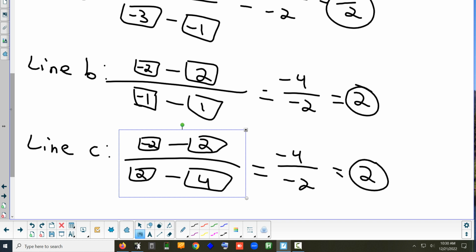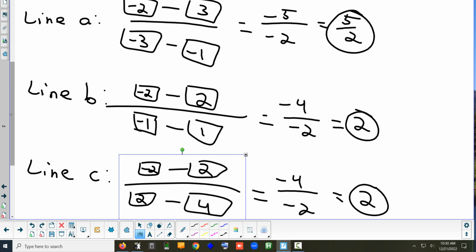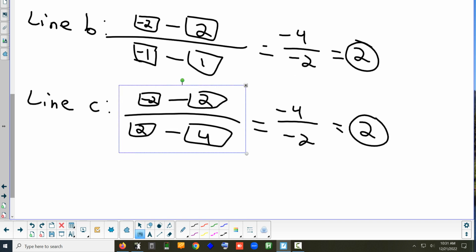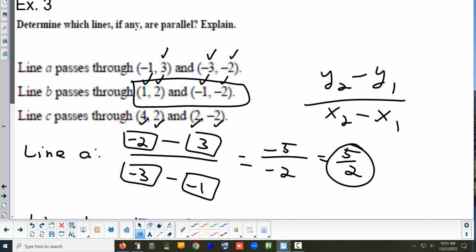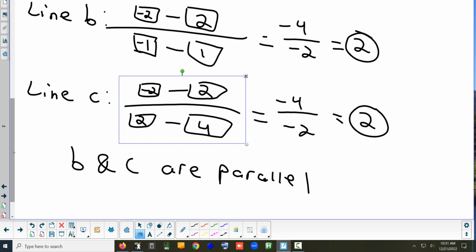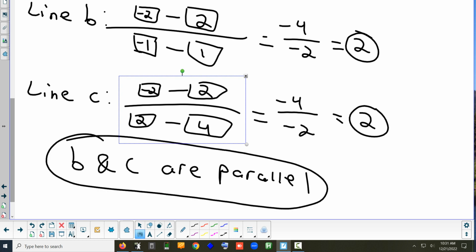So, out of lines A, B, and C, which ones are parallel? Yeah. So what you would just do is write down B and C are parallel. It said determine which lines, if any, so we might have had none that were parallel. But in this case, we got B and C to be parallel because they have the same slope. Okay, any question on that one?